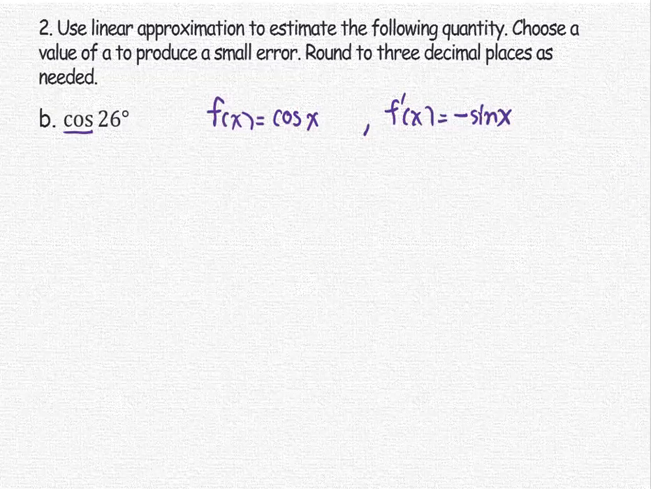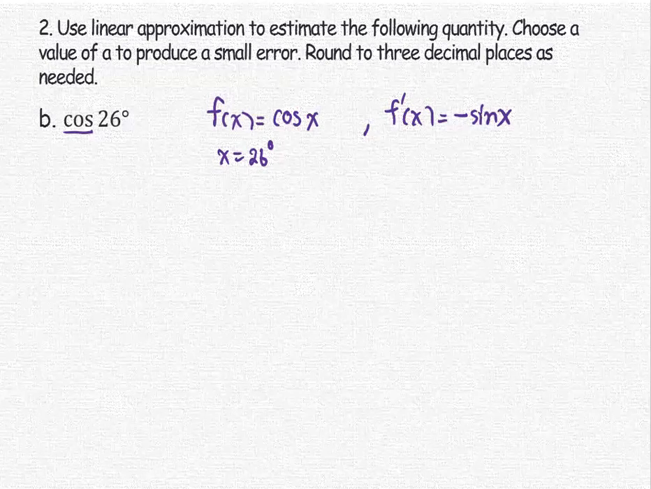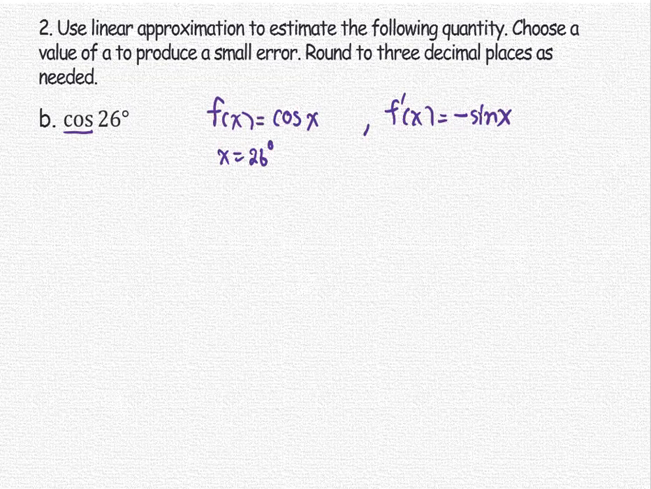If we choose f(x) as cosine x, that forces us to have x equals 26 degrees. Okay, 26 degrees. This is in degrees. Remember, when you compute the value of the trig function, the angle has to be in radian form, not in degree form. So we're going to use a convenient angle that is very close to 26 degrees.